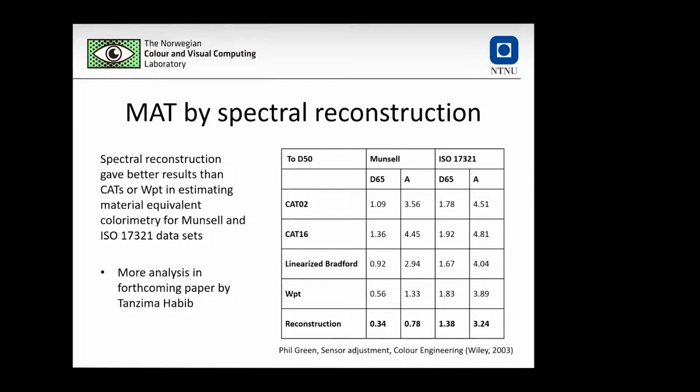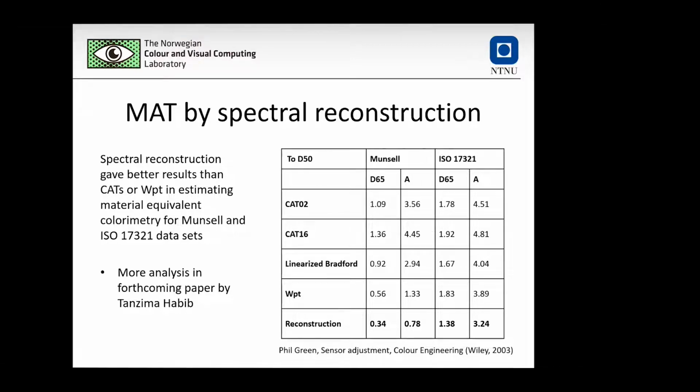I did a preliminary test on this for something I was writing at the moment, and I compared it with the results that we'd previously got for Munsell and ISO 17321 using the same transforms. And what you can see from that is that the reconstruction method is significantly better for all cases. So that means that we're fairly confident that this is a better approach even than the waypoint. Waypoint was generally better than the CATs. Bradford was better than the CAT02 and CAT16, but the reconstruction gives us really much smaller errors.